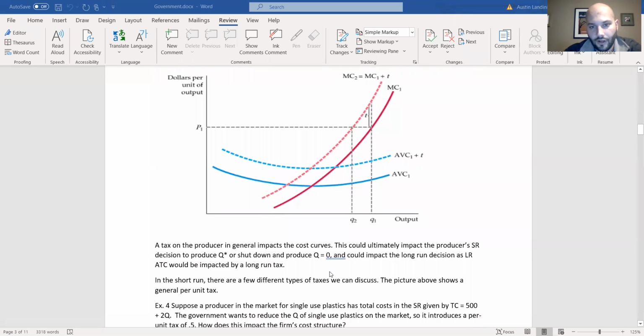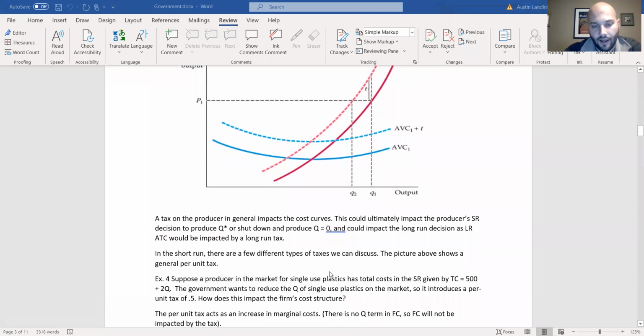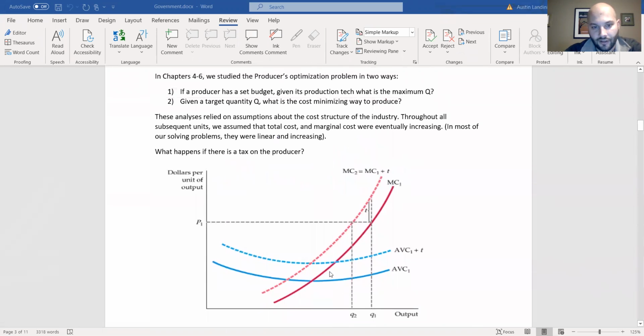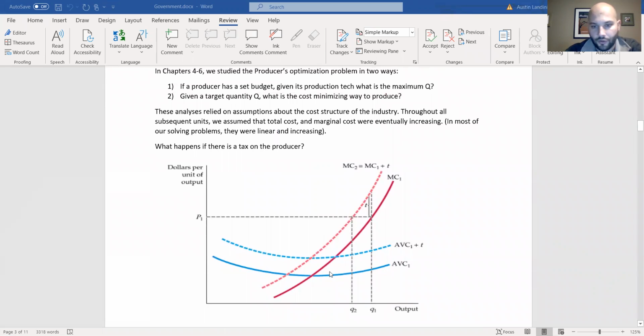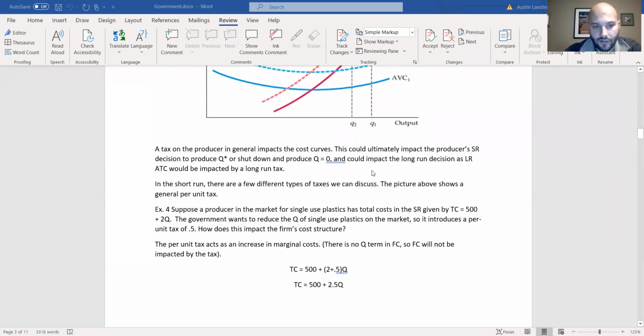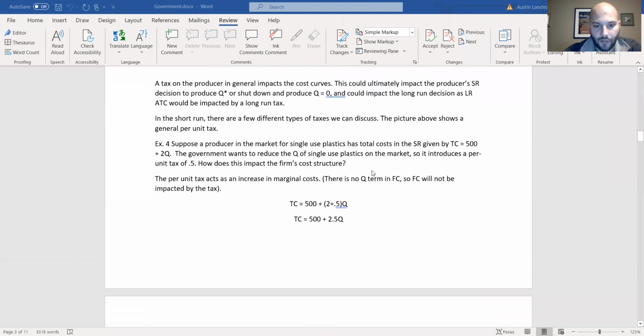Okay, so generally speaking, again, the tax for the individual producer alters the individual producer's marginal costs. So just a quick numeric example here. Suppose total cost is 500 plus 2Q, and the government wants to reduce the quantity of single-use plastics in the market, so it introduces a per unit tax of 1/2, or 0.5. How does this impact the firm's cost structure?